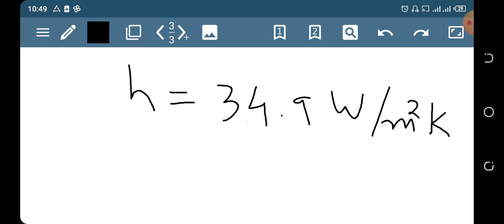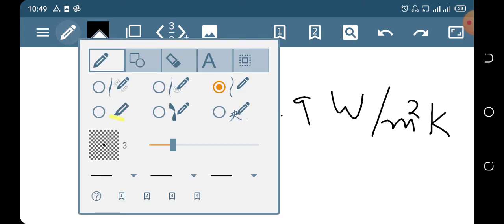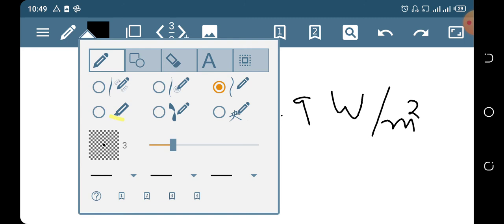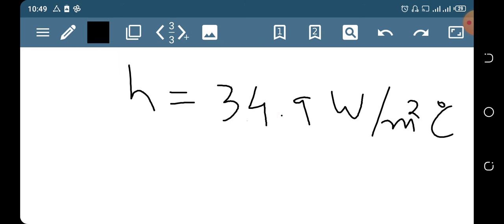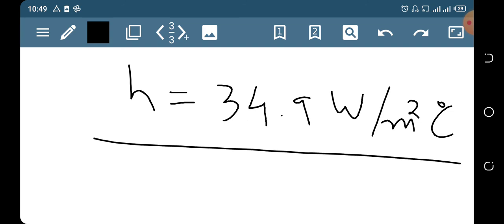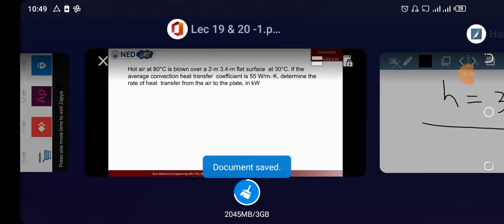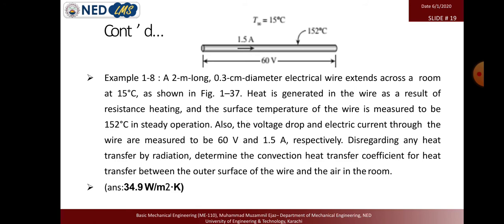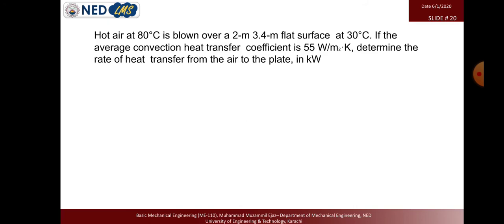Or you can also write degree centigrade, because it is a difference of temperature, and it is better to write degree centigrade over here because we have solved in degree centigrade. Now we have found the value of the heat transfer coefficient for this particular example. We have some time, so we can also solve one more very short numerical. I hope this numerical will be clear for you. It's a very simple numerical. We just find the heat transfer coefficient.